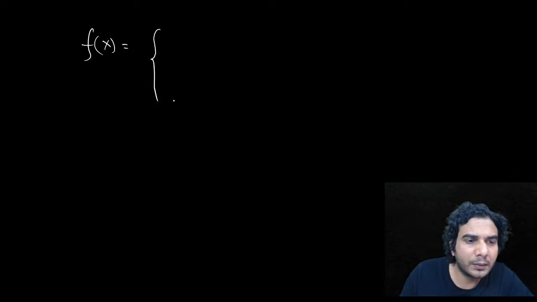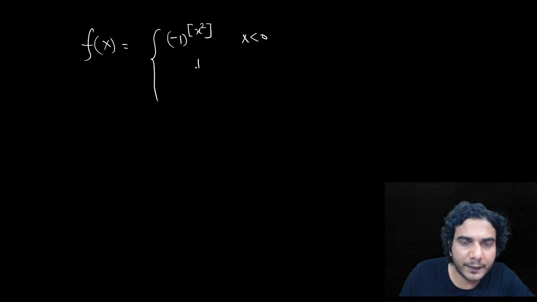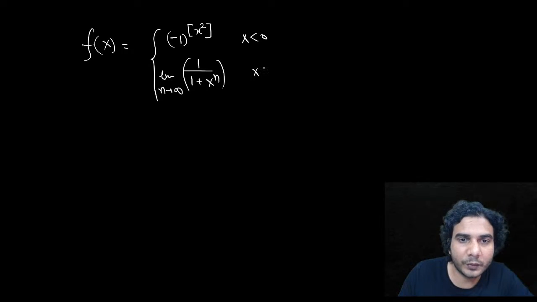Good. Now let's do one more question. So I'm giving you a function: minus 1 raised to the greatest integer of x square when x is less than 0, and it is going to be the limit of 1 upon 1 plus x raised to n when n is approaching infinity, when x is more than or equal to 0.